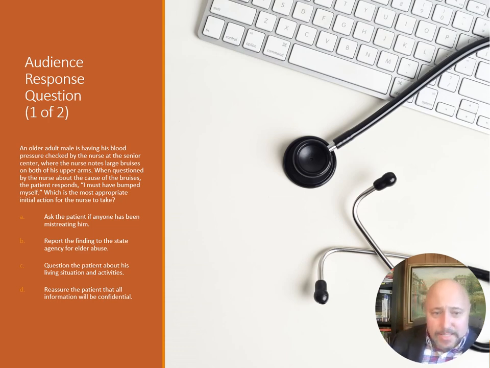And finally, our last audience response question. An older adult male is having his blood pressure checked by the nurse at the senior center. When the nurse notes large bruises on both of his upper arms, when questioned by the nurse about the cause of the bruises, the patient responds, "I must have bumped myself." Which is the most appropriate initial action for the nurse to take? A. Ask the patient if anyone has been mistreating him. B. Report the findings to the state agency for elder abuse. C. Question the patient about his living situation and activities. Or D. Reassure the patient that all information will be confidential.